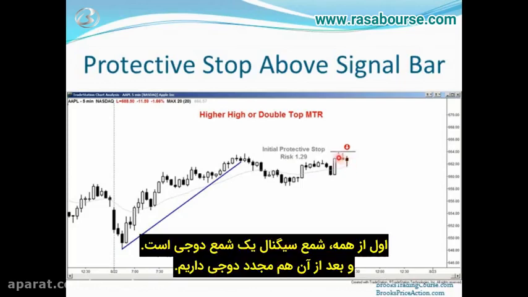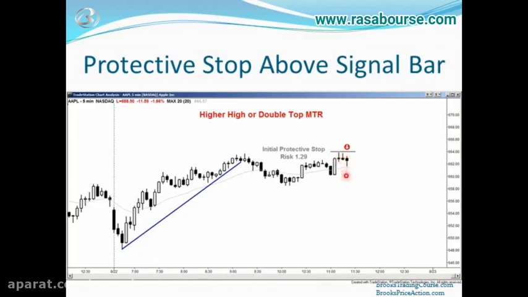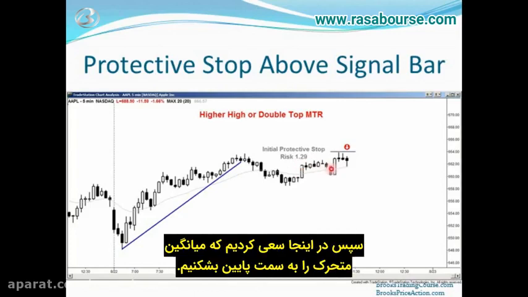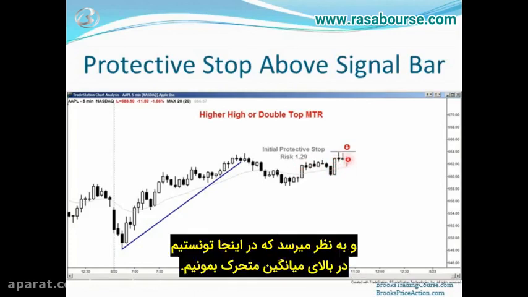First of all, their signal bar is a doji bar following a second doji bar, so that increases the risk of sideways instead of down. And then their entry bar has a big tail sitting above the moving average. We broke above the moving average here. We tried to break below and we reversed up sharply here, and it looks like we're holding above it here.